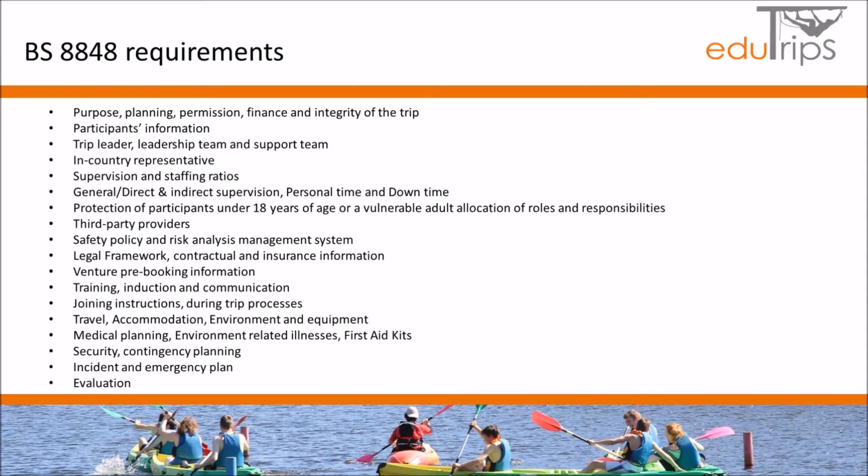The planning and permission also covers finance and integrity of the trip. Making sure that you've got the relevant participant information, contact details, medical information, for example. Also ensuring that you've got a competent and qualified trip leader, and that the leadership team are aware of their roles and responsibilities, in addition to any other support members of the team. It gives guidance and support on the in-country representative and what their roles and responsibilities are.